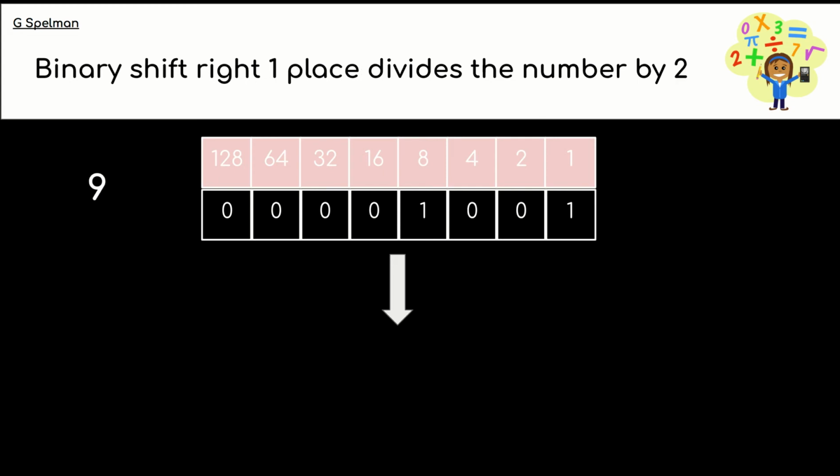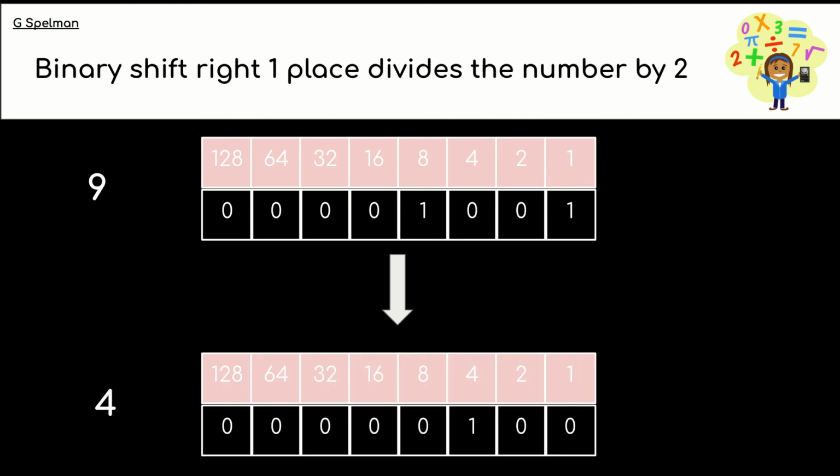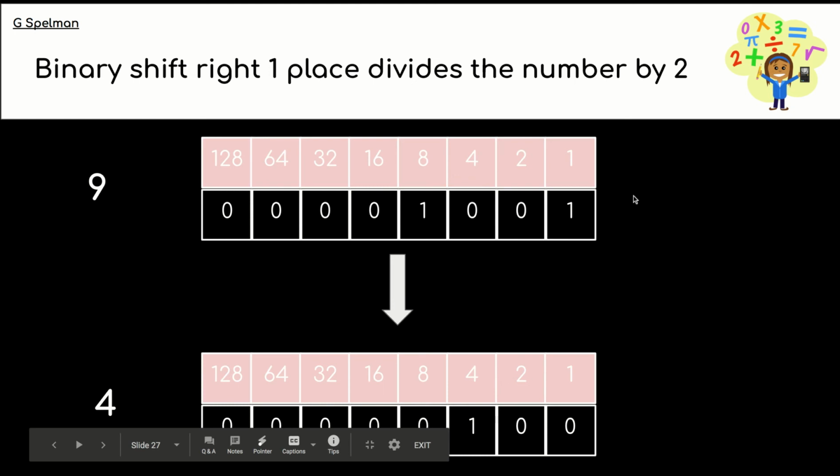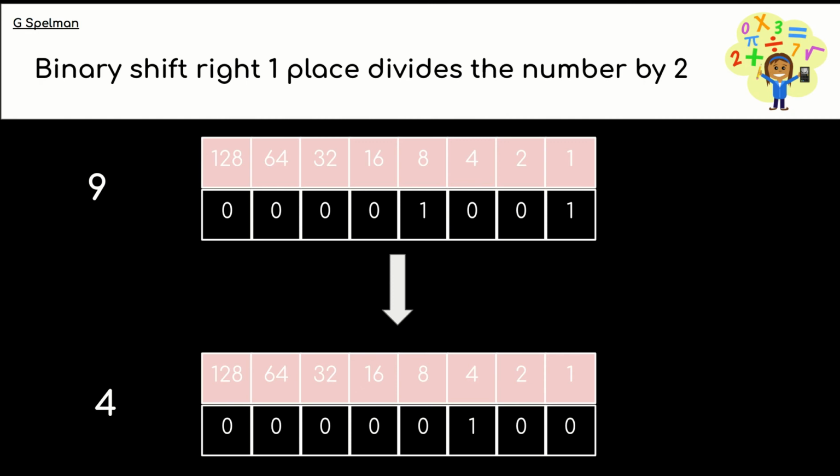And now I'd like you to have a go at applying a binary shift right one place to the number 9, and the byte or the binary equivalent of 9 is 00001001. Pause the video and have a go. Okay, and now I'm about to reveal the answer. So this time round, we started with 9 and we ended up with 4. We actually dropped a 1 this time, not a 0. So we've done 9 divided by 2 and we've got 4.